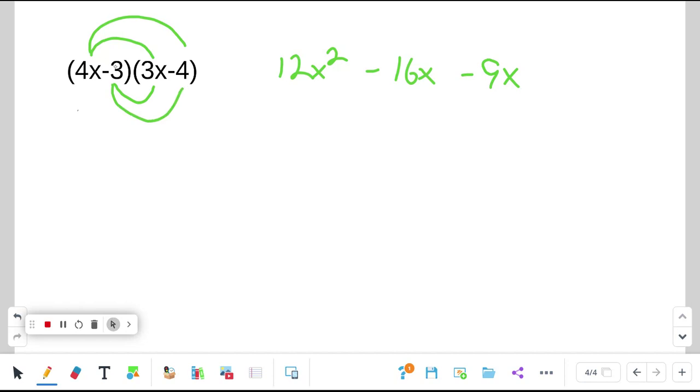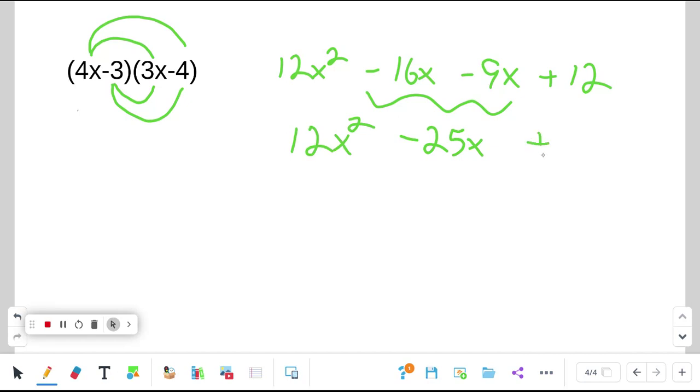And I'll multiply the last pair. Now be careful, those are negative signs there. So negative 3 times negative 4 is plus or positive 12. I'm not going to bother putting plus signs in here because plus and negative means minus. So I've got these two things I can combine together to get negative 25x. And then I still have a 12x squared and a plus 12. So here's my final answer right here, 12x squared minus 25x plus 12. Okay? So that's the basics on how to multiply binomials.